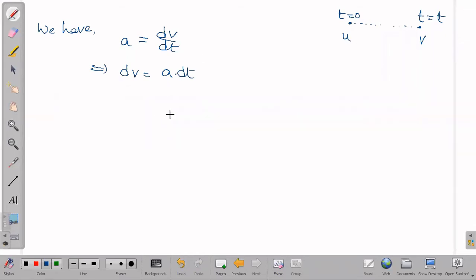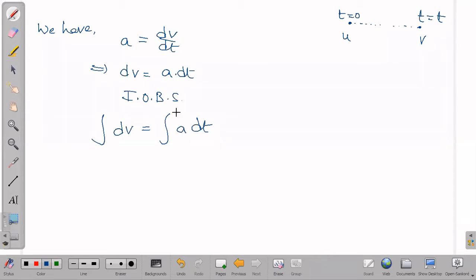So d is nothing but delta only. When it is so small, we will be using d. So if we want the total value, what we are doing, we are integrating. So if I apply integration on both sides, what do we get? Integration of dv is equals to integration of a into dt I am writing. Integration of dv is equals to integration of a into dt.